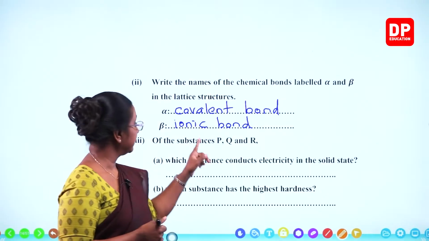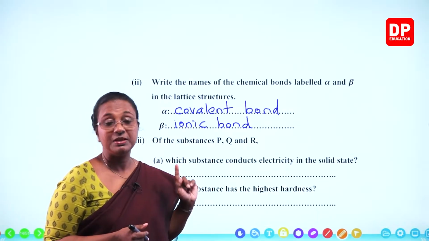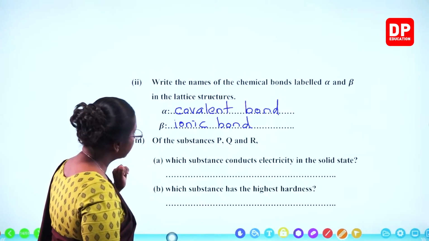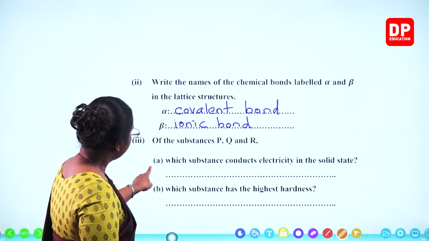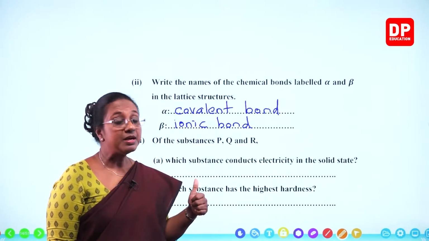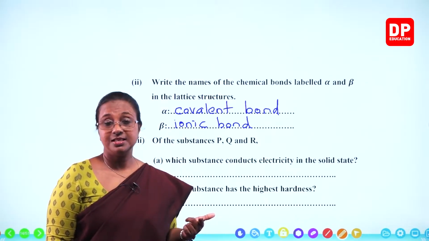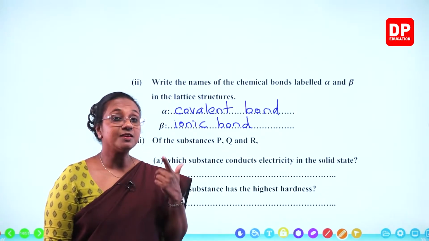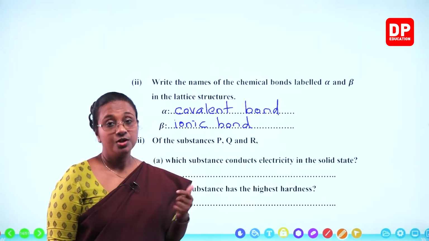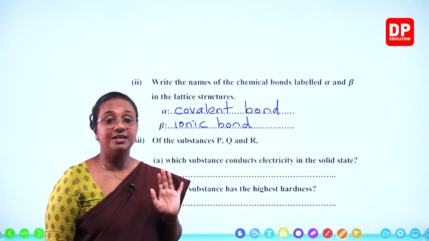So in an ionic lattice, there are ionic bonds. In an atomic lattice, there are covalent bonds between the atoms. Then, third one, of the substances P, Q and R, which substance conducts electricity in the solid state? Diamond does not conduct electricity. Graphite, yes, it conducts electricity in the solid state. Why? Because there is a free electron in each of the carbon that forms an electron cloud. So that helps to conduct electricity. It is a very good conductor of electricity, graphite.